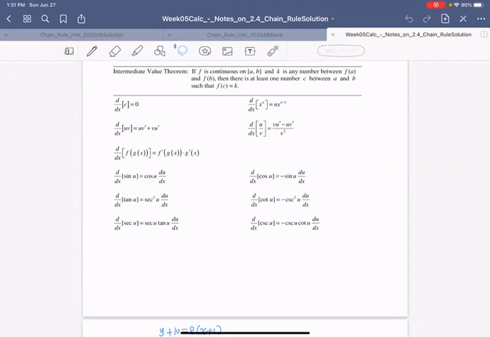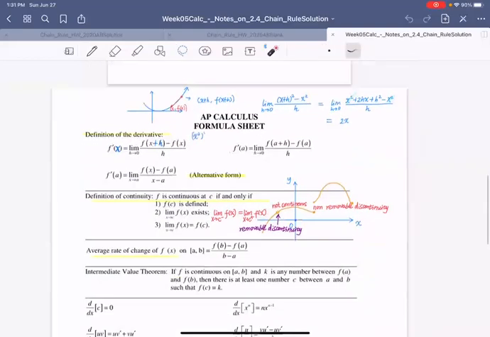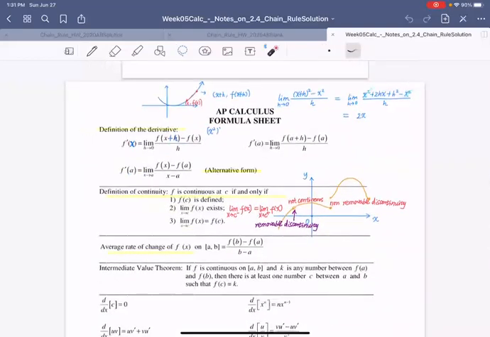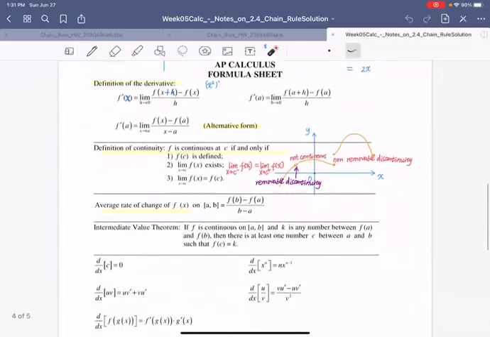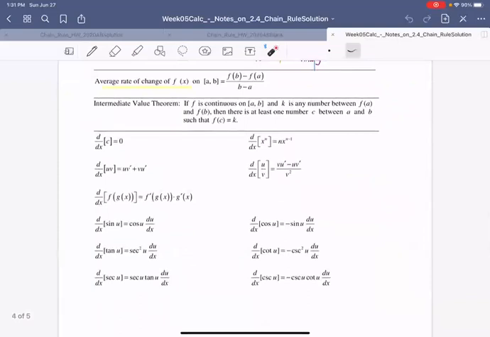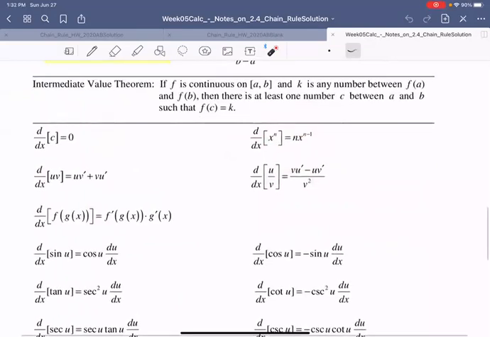Let's start. Last week, we learned about using the power rule, the chain rule, product rule, and quotient rule to calculate the derivative, okay? This is the power rule. You have x to the power n. You put n in front and you do x to the power n minus 1.